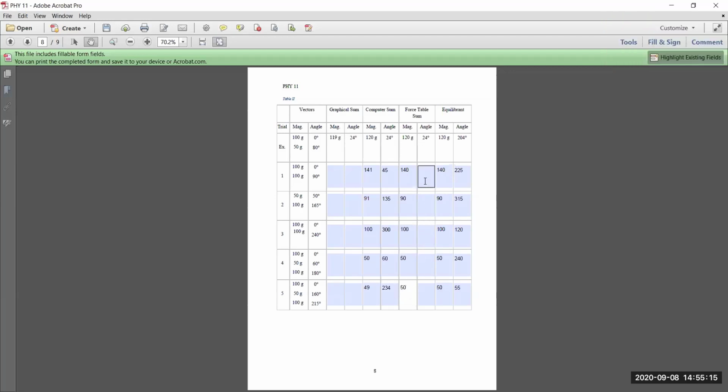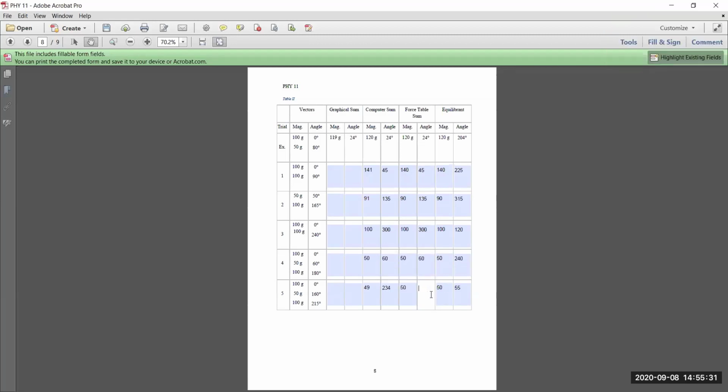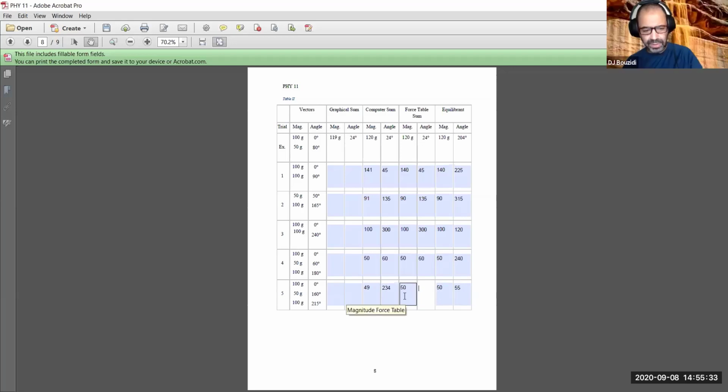Correct? Yes. Here the direction I need to subtract or add 150 back to what I was. This was 45. This was 135. This is 300. This is, what is it, 60. And now it's not 234 but 235, which is the same thing. So all of this works. Now the last part of this lab is to actually do the drawing.